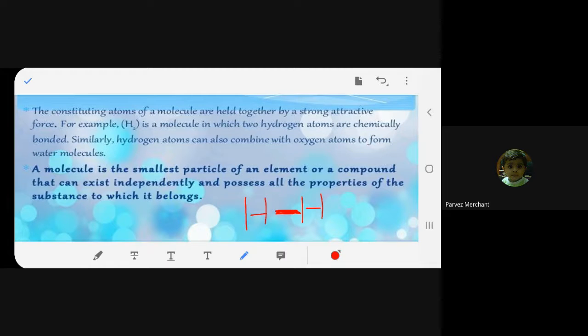See, how can they come together? There has to be some attractive force, and this attractive force is defined as bond. Which type of bond are we getting over here? It's a hydrogen bond, very strong bond. So that is keeping the atoms together. It is an attractive force. Bond is an attractive force. So this is how H2 is formed.